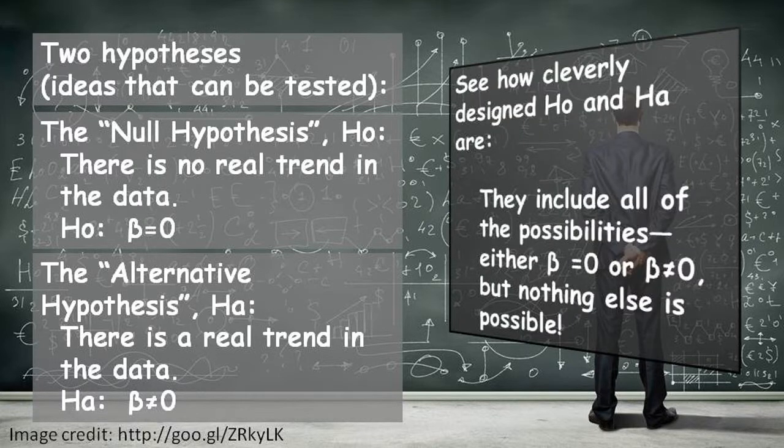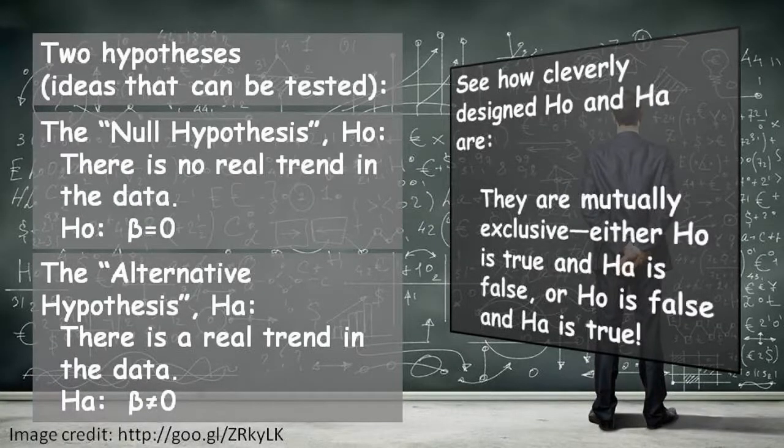The null hypothesis H0 and the alternative hypothesis HA have been designed in this case to be really clever. For example, notice that they account for every possibility with regard to beta. Either beta is equal to 0 or beta is not equal to 0. There's nothing else it can be. Also notice that H0 and HA are mutually exclusive. If H0 is true, HA is false. That is, if beta is equal to 0, beta can't also be non-zero, right? Similarly, if HA is true, then H0 is false.